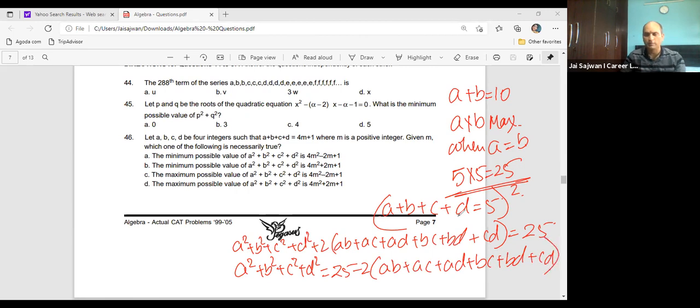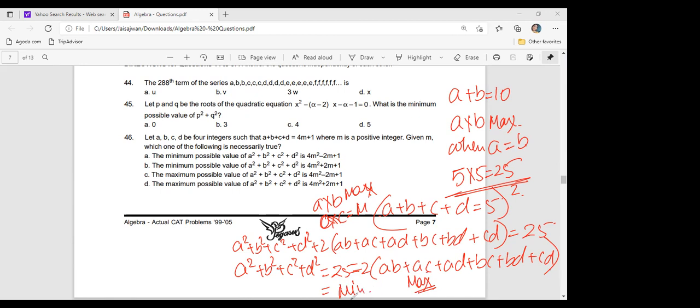Now you know whenever the sum is constant, the product is maximum. A into B is maximum whenever they are equal. Similarly, A into C is maximum whenever they are equal. So when you are subtracting the maximum value from a constant value, the value will come out to be minimum. Is it fine? Yes, sir.